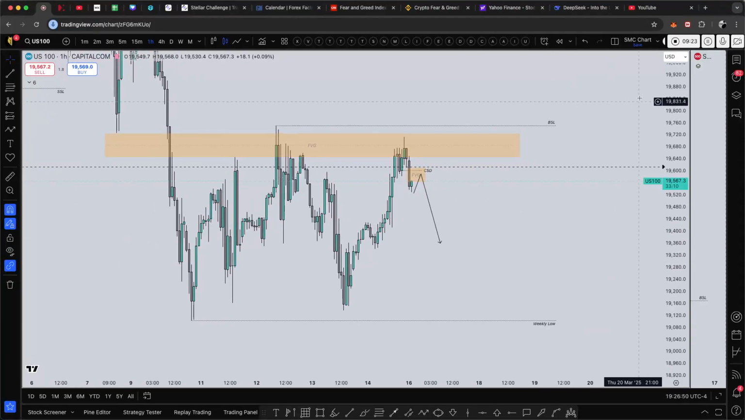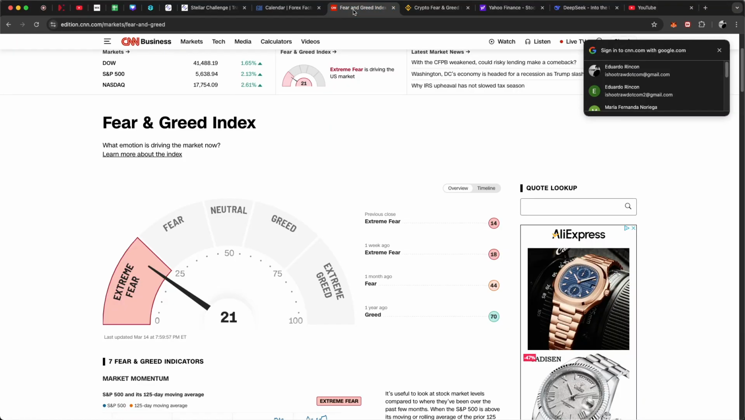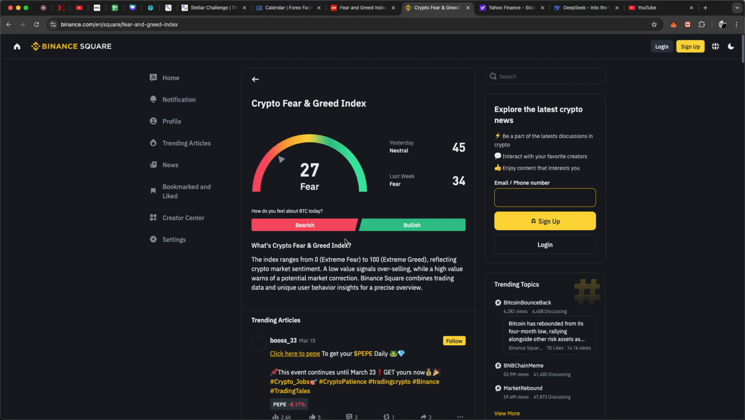Overall, I recommend you watch this. Just go to Google and type fear and greed index. You're going to get something like this. This measures the fear, and we are currently in extreme fear. That means that everybody's trying to sell. This is all related to stocks. If you're looking for cryptos, this is the crypto part right here. So we are currently also in fear.